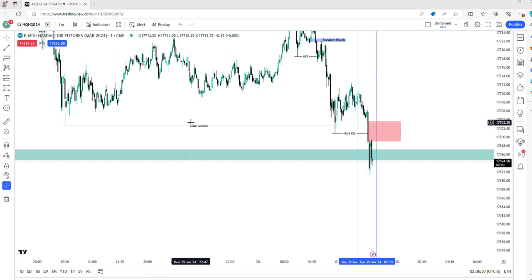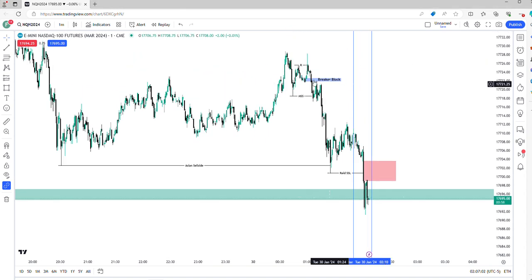Alrighty, just so you know guys, we've just swept Asian sell side. So I'm going to make this some kind of live stream. For me in Australia it's 6:06, so it's a couple minutes in. This was a nice little trade, obviously before any time frames, but we reacted from the breaker block.